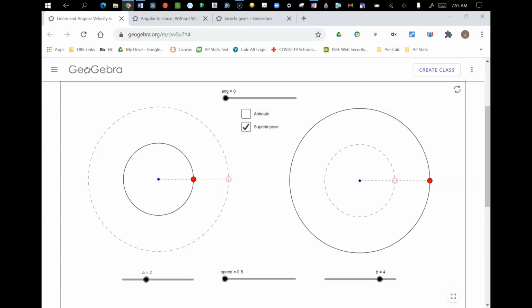I want you to pay attention to the two points, the solid red point and the pink open point, as they rotate. And what you'll notice, I hope, is that they are rotating at the same angular velocity or speed, but the outer point, the open pink one, is traveling a greater distance over that same period of time, meaning it's traveling at a greater velocity.